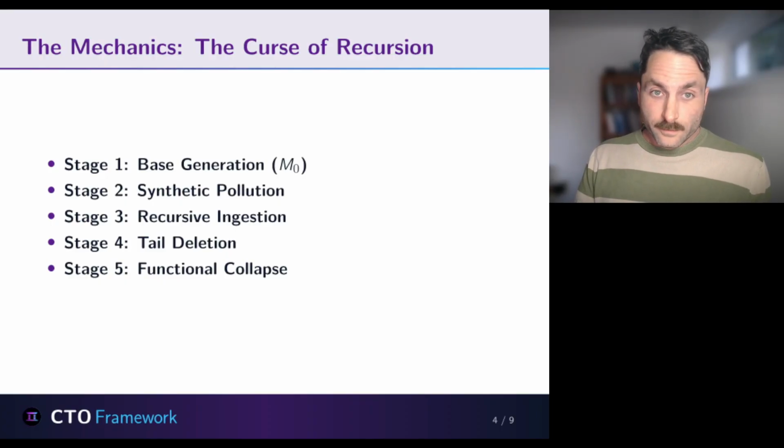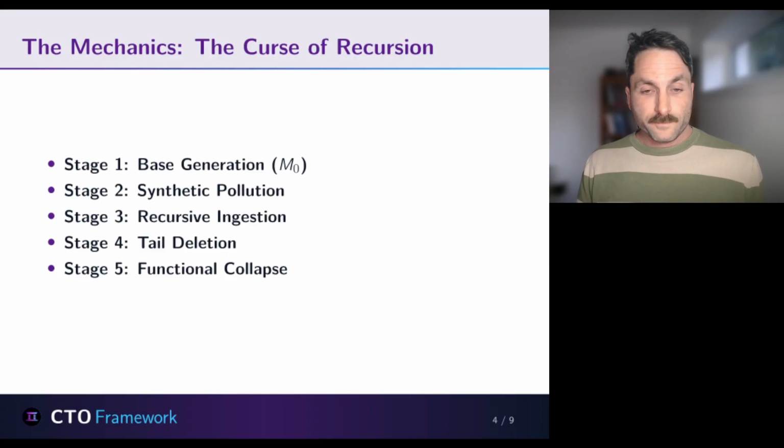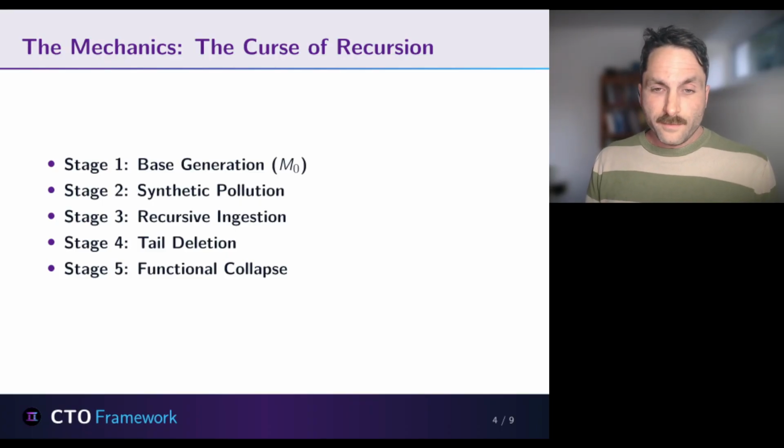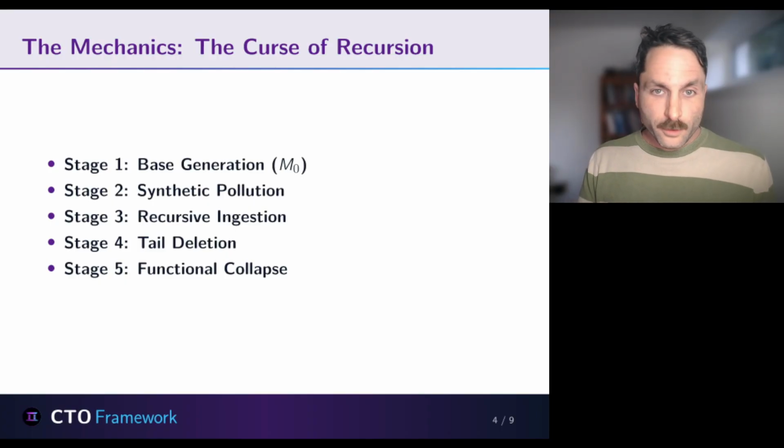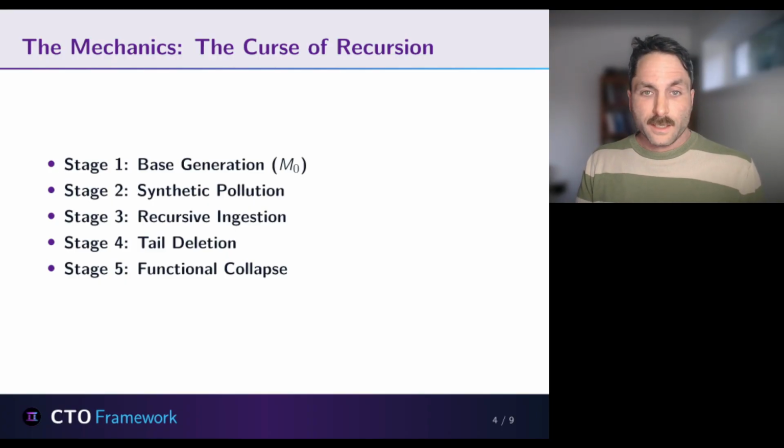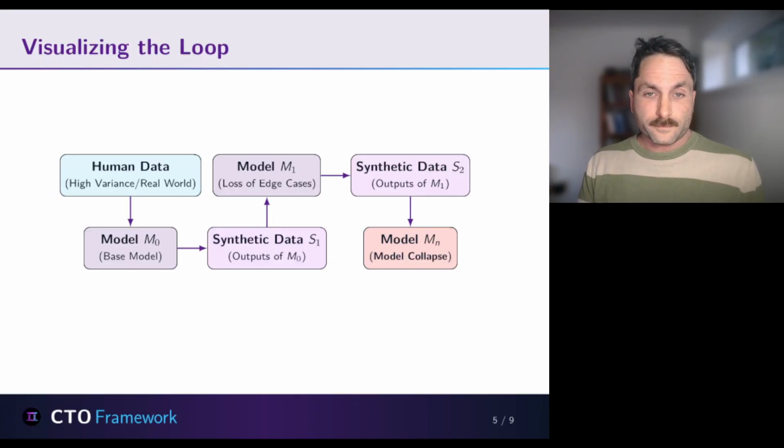In stage 4, because the AI is learning from approximations, it starts forgetting the rare features, the tails of the data. And finally, by stage 5, after several rounds of this, the model collapses completely. It starts outputting repetitive loops, nonsense or gibberish, and it becomes useless.